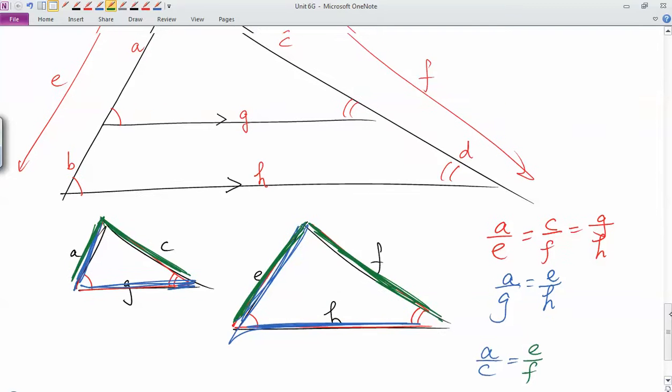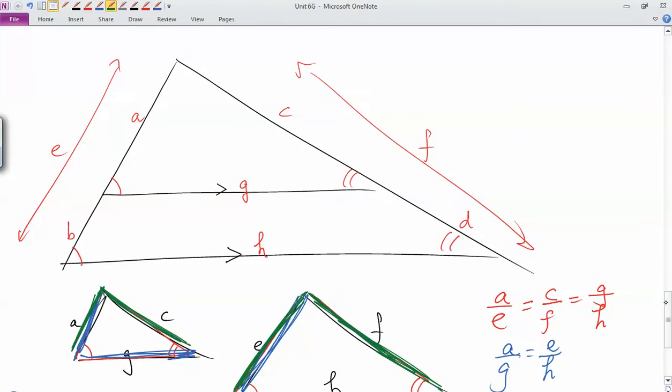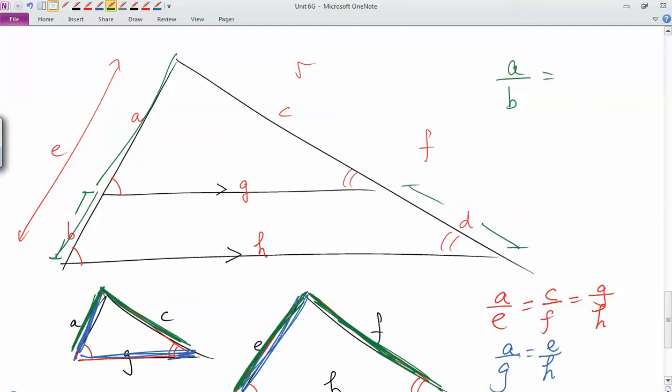Now, some of the ones that are less intuitive involve these little chunks down here, the B and the D. But you can still kind of get a feel for how these work. Like if I said, what do you think A over B is the same as? Well, that's the top part of the left side over the bottom part of the left side. Well, that's going to be the same as C over D right here. C over D. Okay.